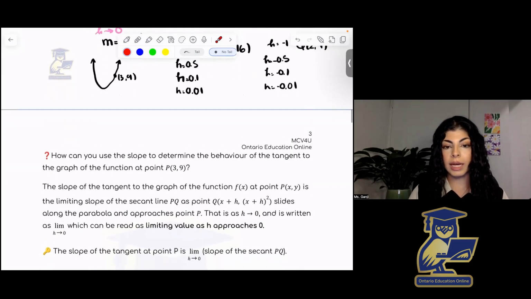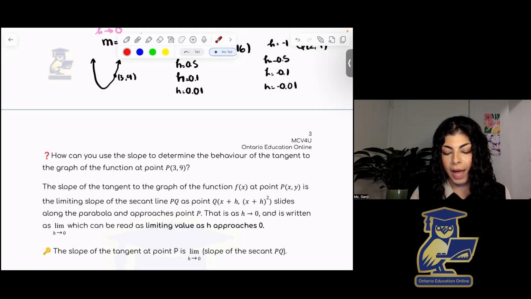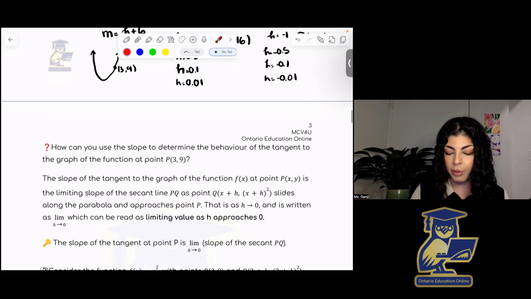So here, just to put that into mathematical language, the slope of the tangent to the graph of the function f of x at point P, and here we are generalizing now, so point P, x, y, and this can now be any function. It doesn't have to be a quadratic function here as well. So this slope is the limiting slope of the secant line PQ. This is just that same Q we saw, but now generalized with x, and in the output we have (x plus h) squared. So this one is for the quadratic, so it's giving the quadratic example.